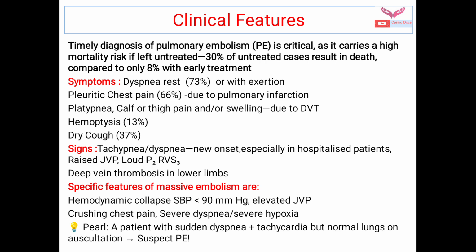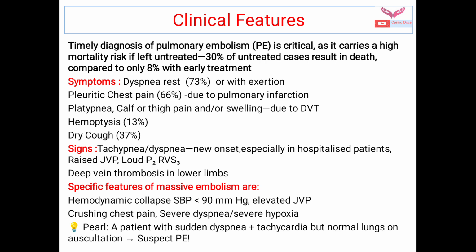Signs are tachycardia or dyspnea, which are of new onset, especially in the hospitalized patient. Patient may have raised JVP, loud P2, deep vein thrombosis in the lower limb. The specific features of massive embolism are hemodynamic collapse, that is a systolic blood pressure less than 90 mm of mercury, elevated JVP, crushing chest pain, severe dyspnea, severe hypoxia.